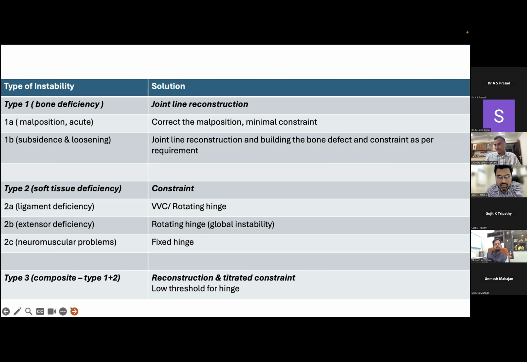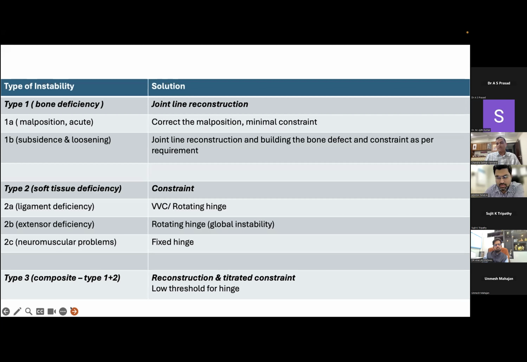Type 2 are the slightly more complex varieties where there is a soft tissue deficiency. Type 2A, ligament deficiency, usually the MCL. Depending on the individual situation, you can go for a VVC type of implant or a rotating hinge. Type 2B is a little more complex, where there is a concomitant extensor deficiency as well. This is a situation of global instability, and here you have to go for a rotating hinge. Sometimes you can face patients with poliomyelitis or neuromuscular issues, where there can be severe recurvatum or extensor deficiency. You may have to consider using a fixed hinge in these cases.